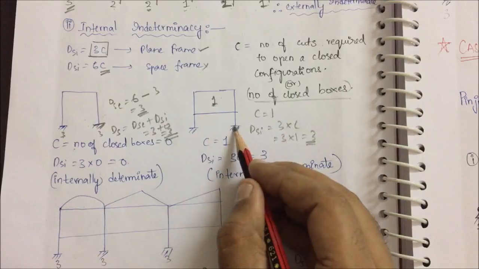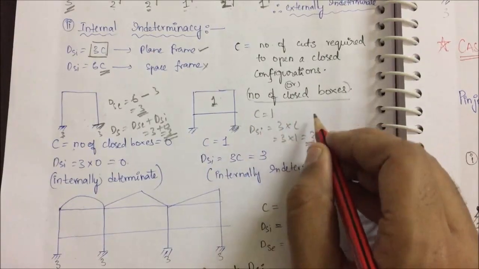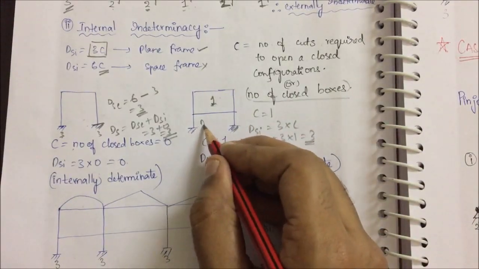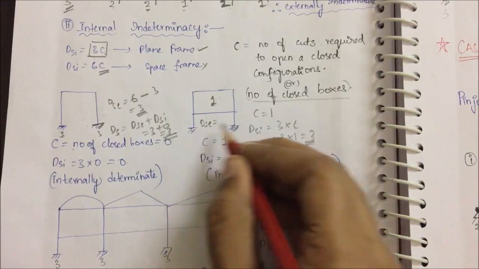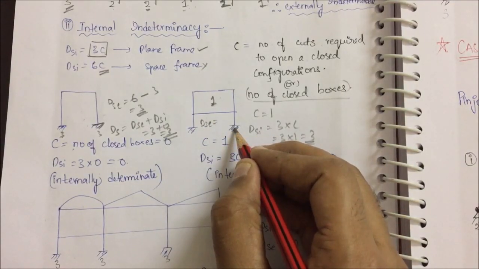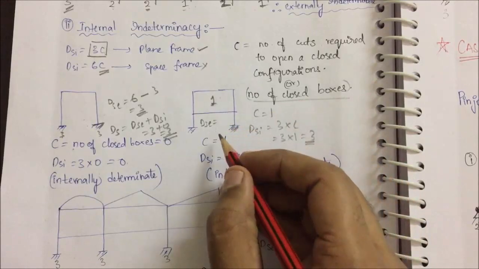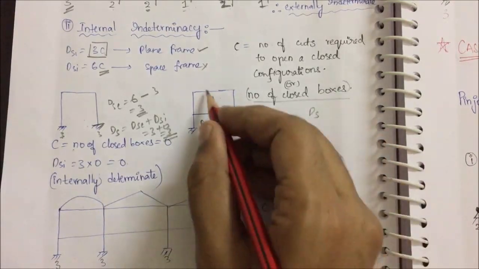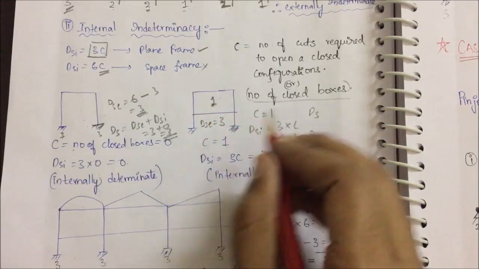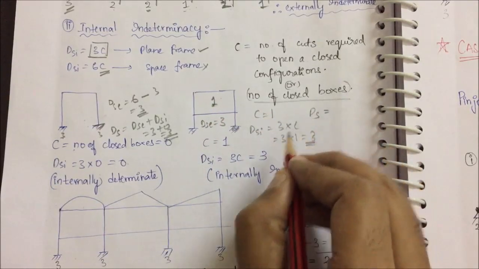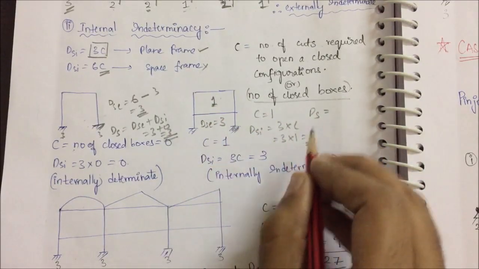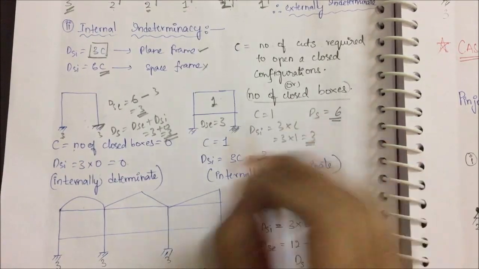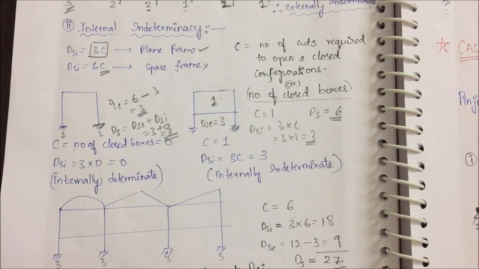Number of reactions 3 plus 3, 6. So your DSE value, DSE is equal to 3 plus 3, 6, minus number of equilibrium equations, 3. 6 minus 3 what will it be? It will be 3. So what is your DS value in this diagram? For this diagram your DS value is DSE plus DSI, 3 plus 3, which is 6. Simple. Done. Easy, right?